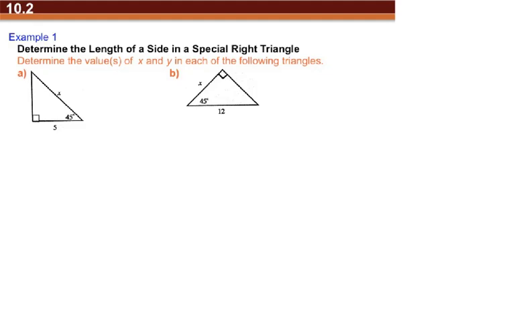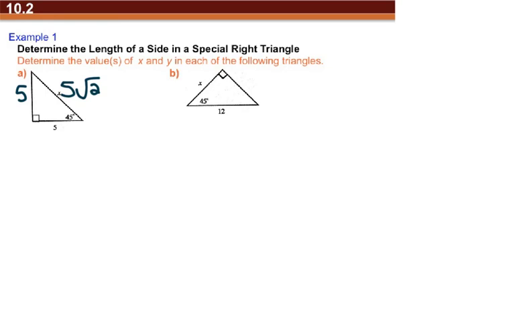In this example, we have two triangles that are 45, 45, 90s, and we need to find the missing sides. Well, in A, we know that one leg is 5, so that tells us automatically that the other leg is also 5. The hypotenuse being x root 2 would be 5 root 2 in this case. Finding the lengths when we know one of the short legs is easy.